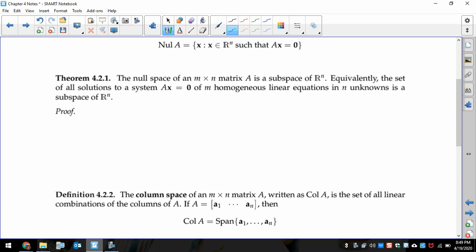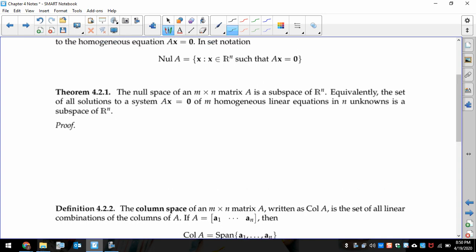The null space of an m by n matrix A is a subspace of Rn. Equivalently, the set of all solutions of Ax equals 0, of m homogeneous linear equations and n unknowns, is a subspace of Rn. In order to show subspace, we need to show three things. We need to show that it contains the zero vector. So how are we inside the null space?